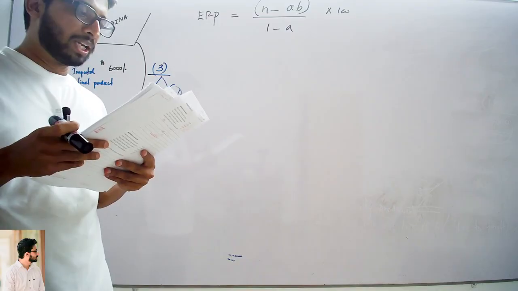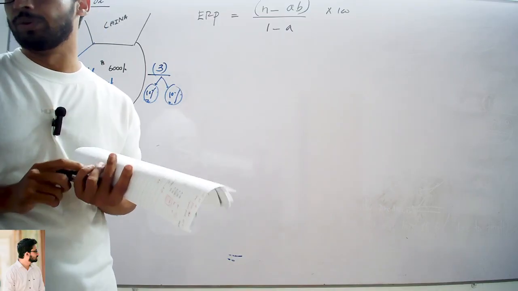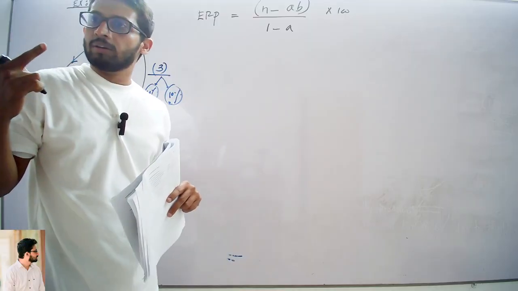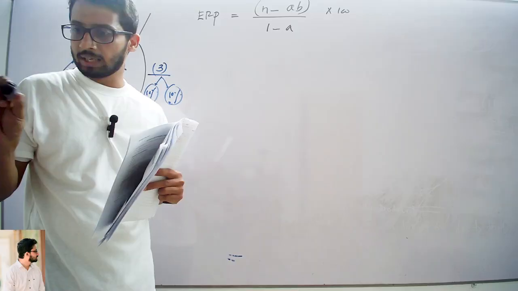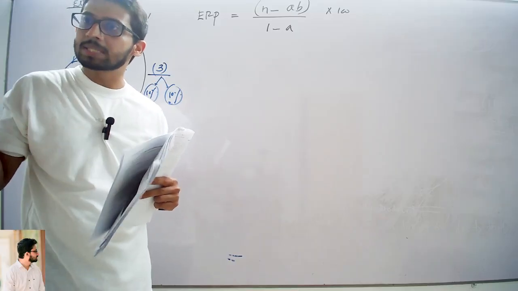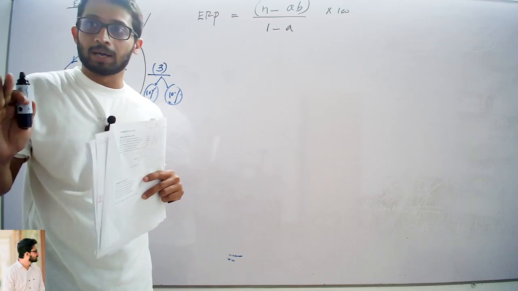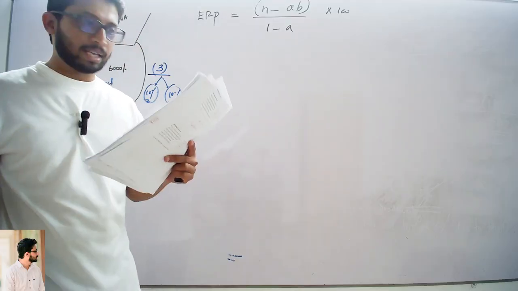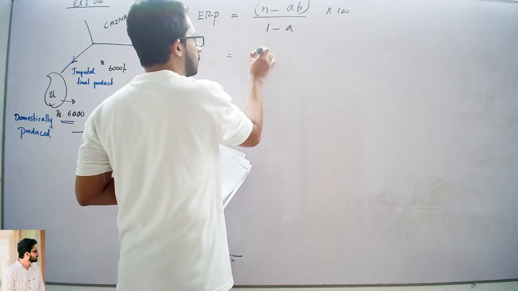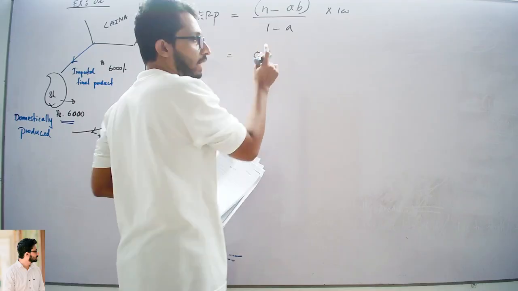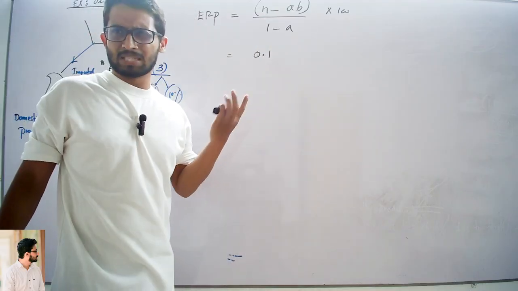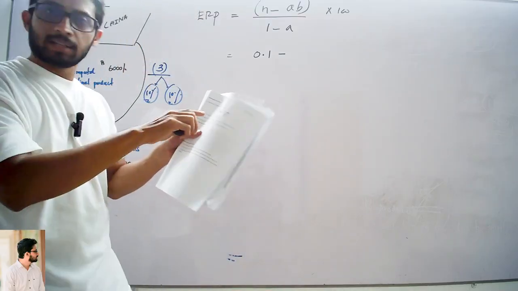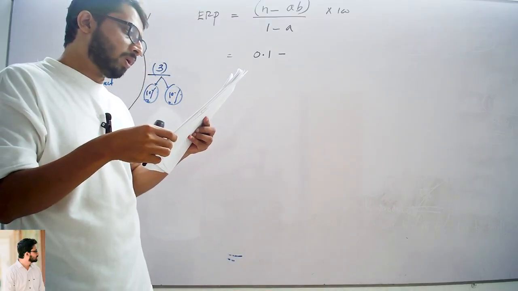N means the nominal rate of tariff on the imported final good. N means what? The nominal rate of tariff imposed on the final product. In this case, the government has imposed a 10% tariff rate on the final product, the imported toy car, not the raw materials. That is N. It is 10%, which is 0.1. You can substitute percentages as well, but I think decimals are better. 0.1 minus A. A means the percentage of imported inputs.